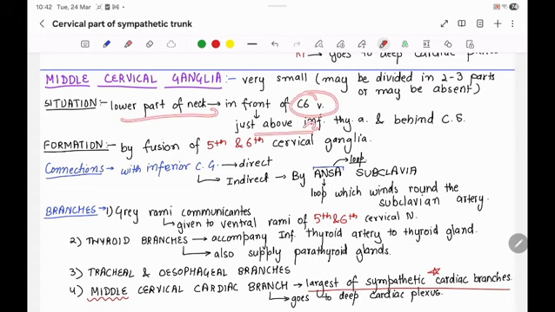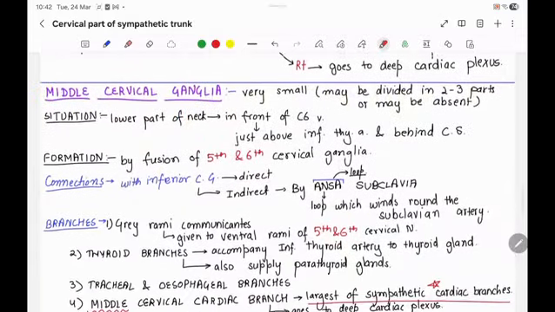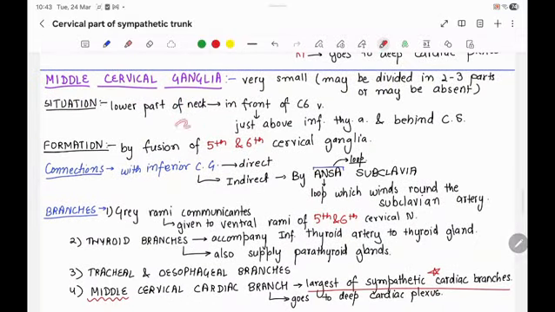This one was just below the skull and opposite second, third cervical vertebra. Okay. It is formed by fusion of 5th and 6th cervical ganglia, and it has connections. Its connection with the inferior cervical ganglion is direct and also indirect.